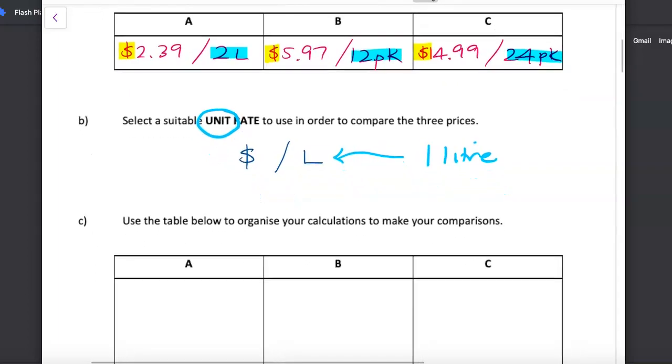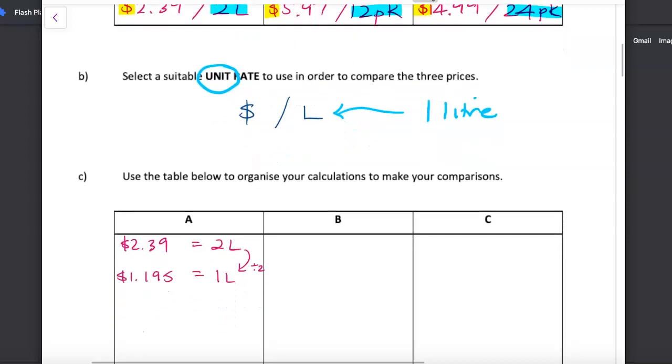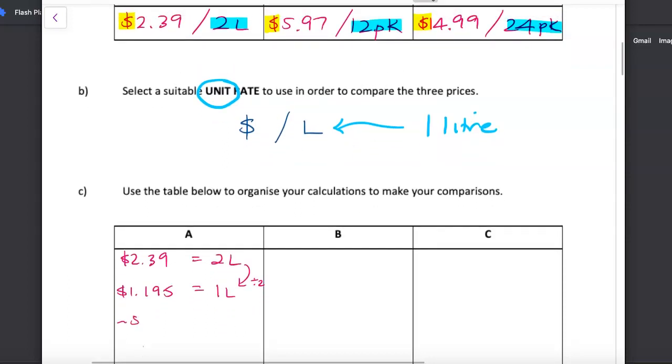So let's take option A for example. It is $2.39 to give the equivalent of 2 litres. So to get this down to 1 litre is very easy. I'm going to divide by 2. And that's going to be $1.195. So this is approximately $1.20 per litre. And here I have my rate. I've got it in 1 unit for our second value.